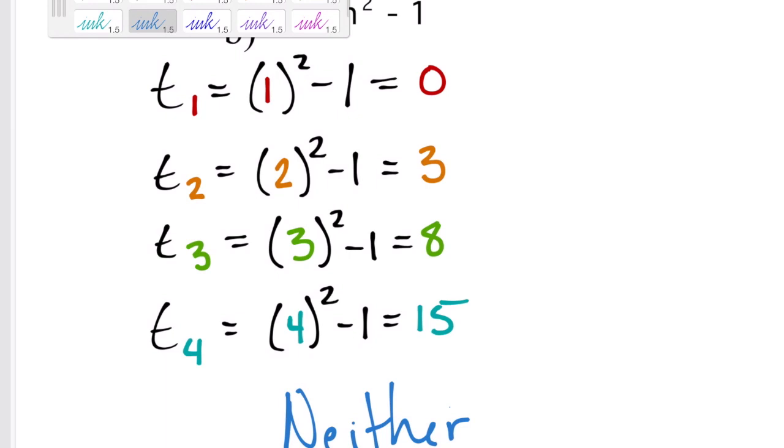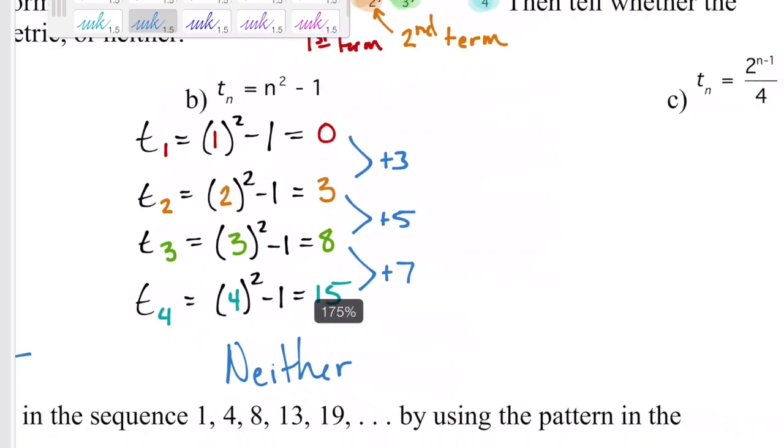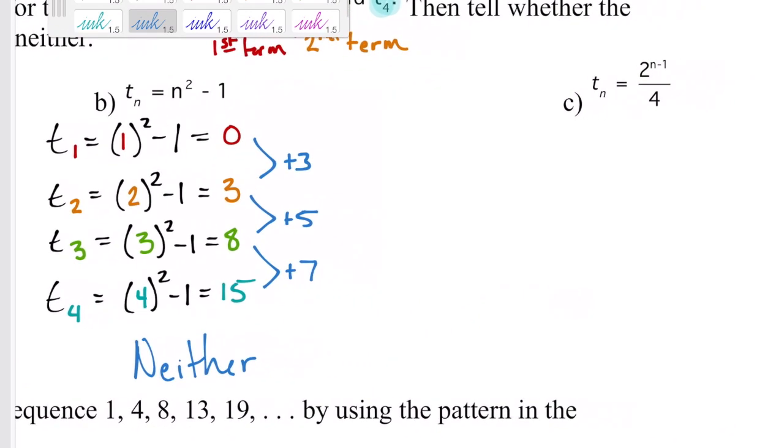It's not arithmetic nor geometric because we're not adding the same number. That'd be plus 3 and then plus 5. And then what, plus 7. So you can kind of see a pattern in how we're adding, but we're not adding the same number every time, so it's not going to be arithmetic. And there's nothing we can multiply by for all of these in order for them to continue. So it's not geometric either, just neither.